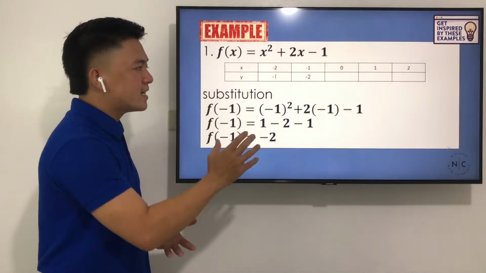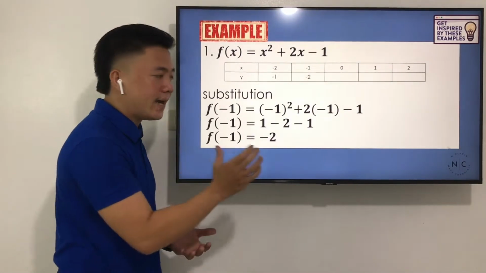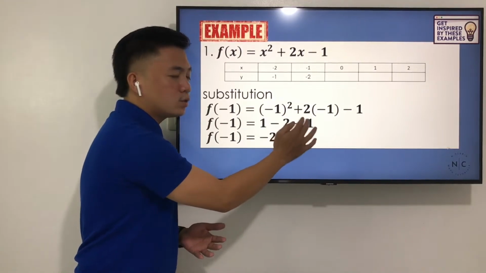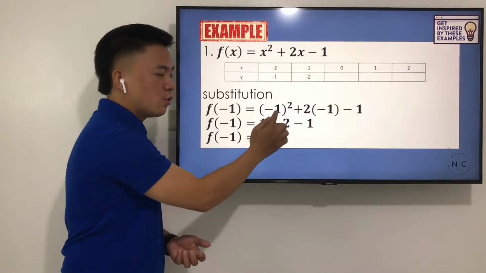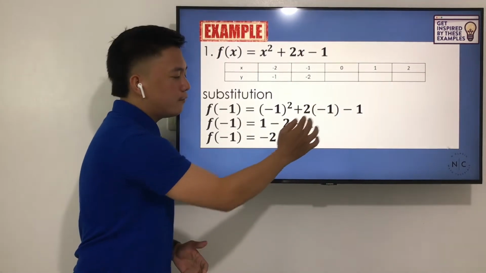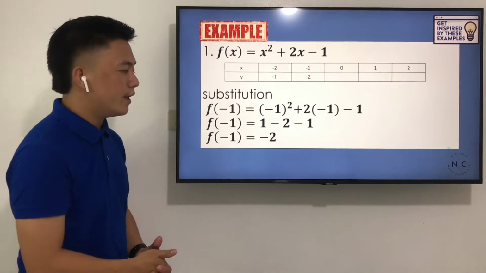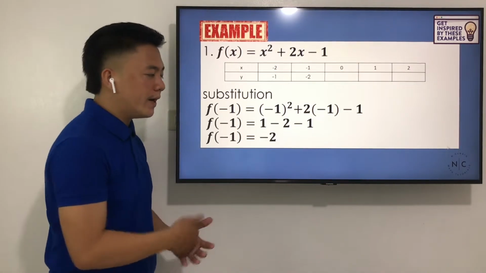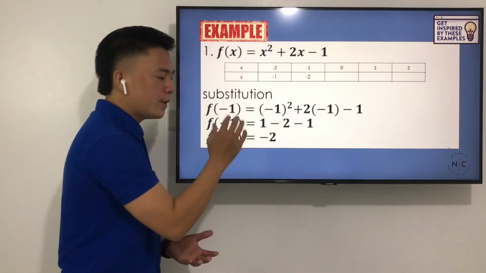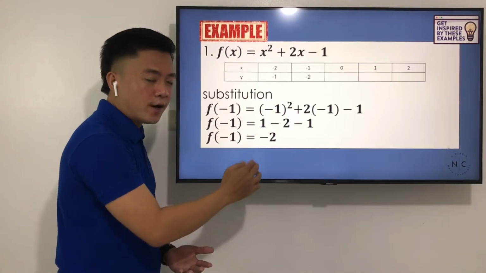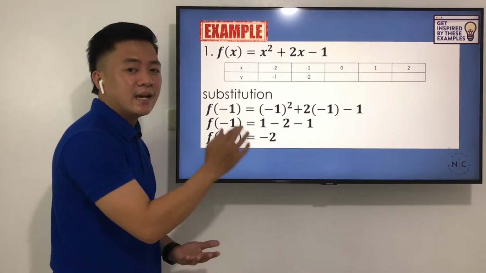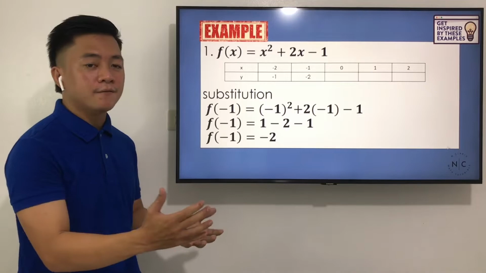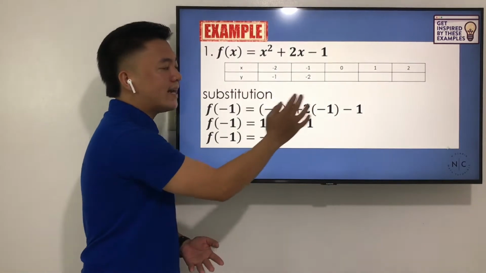Next is negative 1 naman yung gagamitin natin. Again, substitute natin, f of negative 1 is equal to negative 1 squared plus 2 times negative 1 minus 1. So, 1 squared is 1, 2 times negative 1 is negative 2, and then bring down negative 1. Kung i-equate natin to, we can also cancel negative 1 at saka si 1. Ang matitira natin is si negative 2. Or pwede namang 1 minus 2 is negative 1, and then negative 1 minus 1 is negative 2. So, yung answer natin is f of negative 1 is equal to negative 2. Kapag si x is negative 1, si y is negative 2.